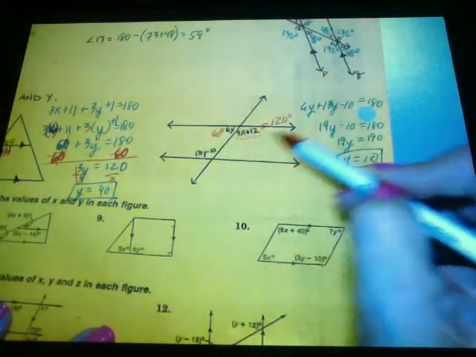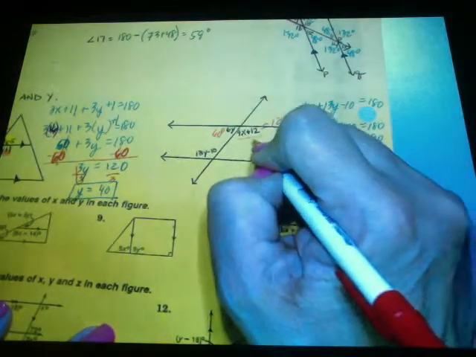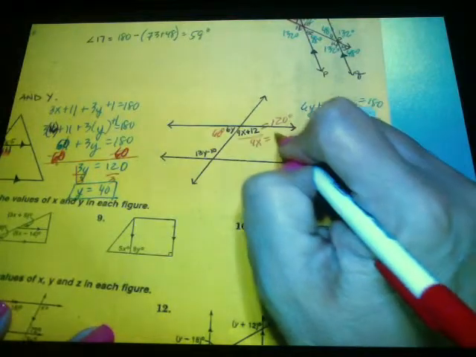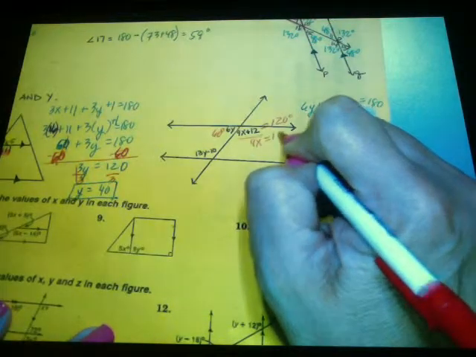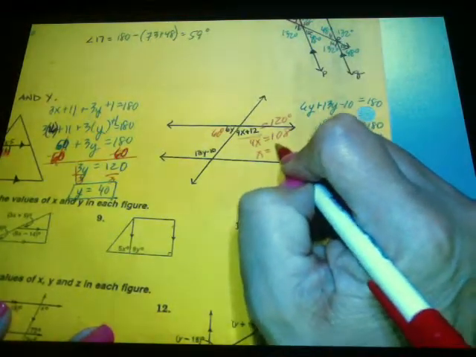So this is an easy equation right here to solve. Don't we subtract 12? So we get 9x is equal to what? 108. And then divide by 9. X is equal to 12.